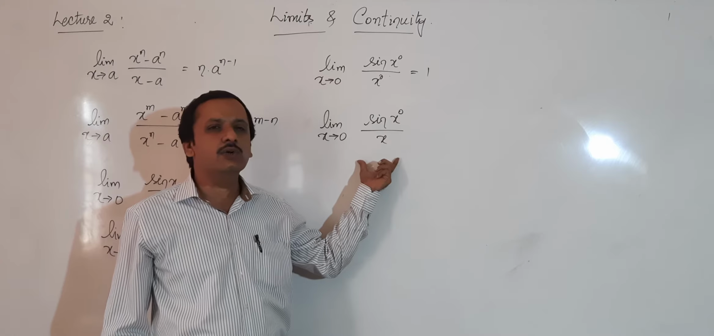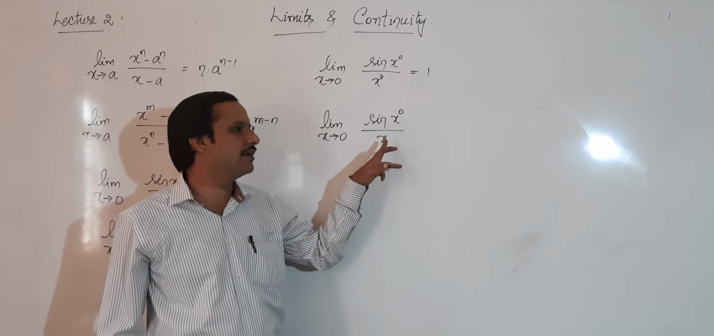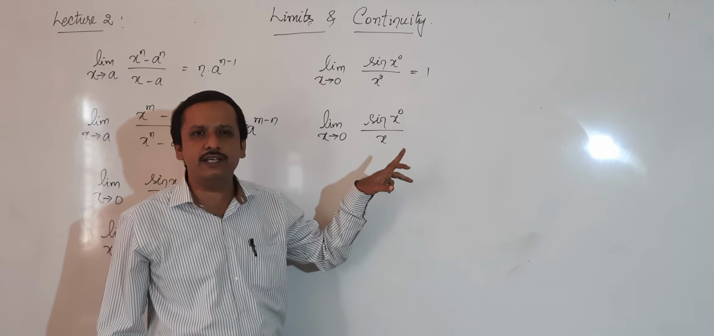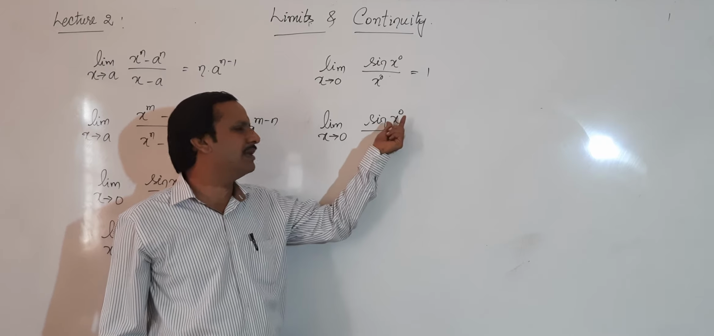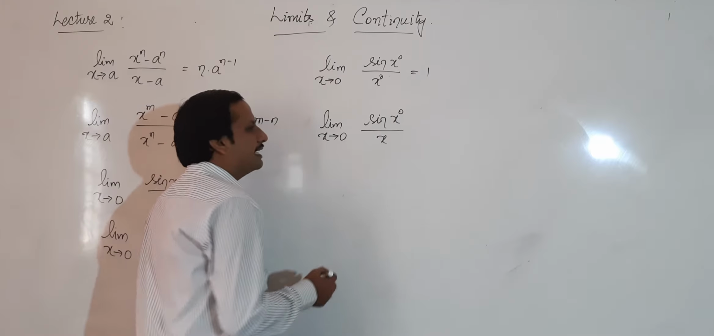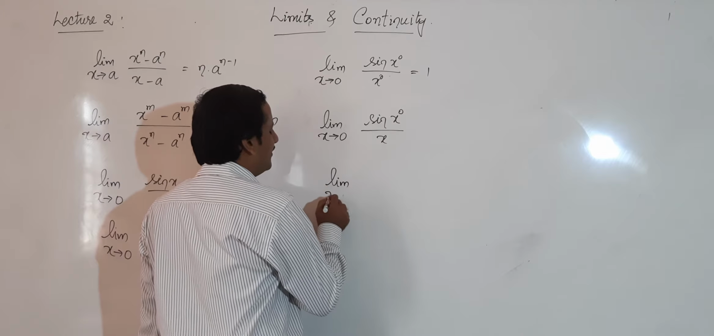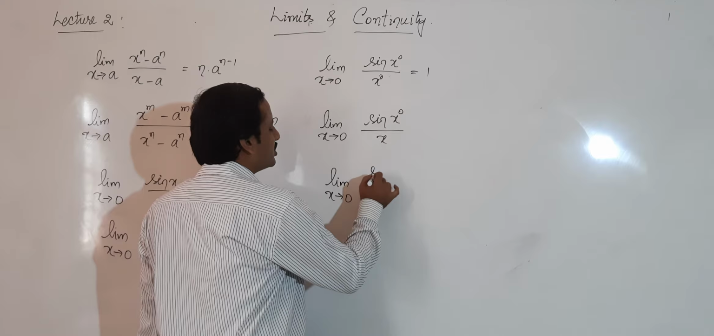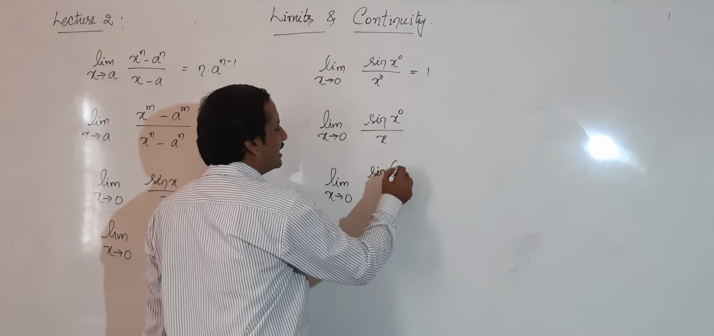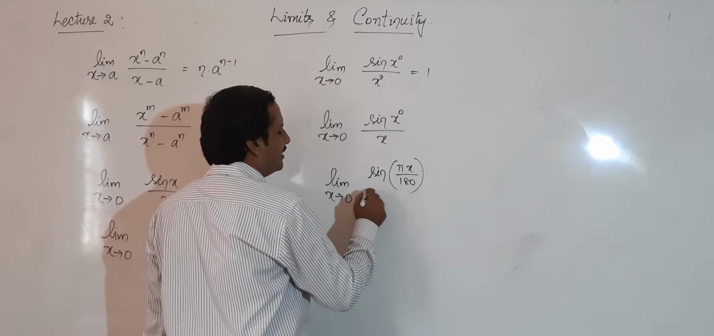Here what we need to do is either convert this x degree into radians or write this x radians in terms of degrees. Preferably write x degree in terms of radians. As you know, x degree is equal to pi x by 180 radians. So I will write this as limit x tends to 0 sin of x degree. I am writing x degree as pi x by 180 radians.